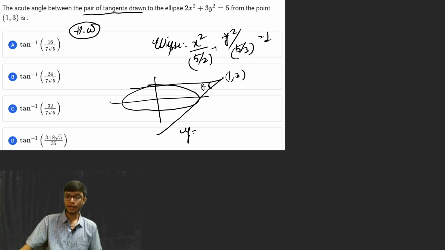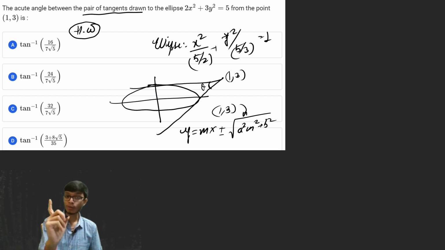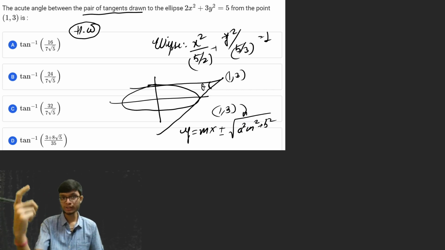Now I would recommend you to write the equation of the tangent to the ellipse, that is y = mx plus minus root under a square m square plus b square. Now if you put the value of 1 comma 3 into this, you will get a quadratic, and this quadratic will give you the hint which I have already covered in the chapter of circle, like how to solve the question when there is a quadratic in m. And m represents the slope of the tangents, two tangents that are possible.